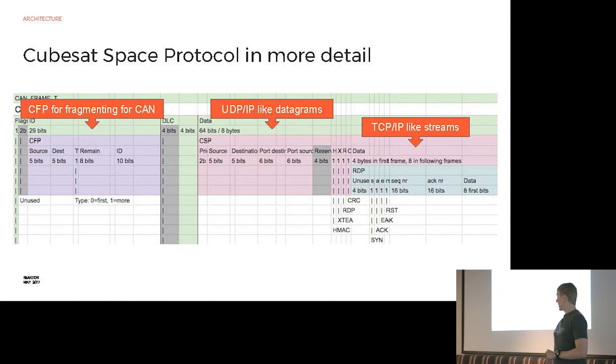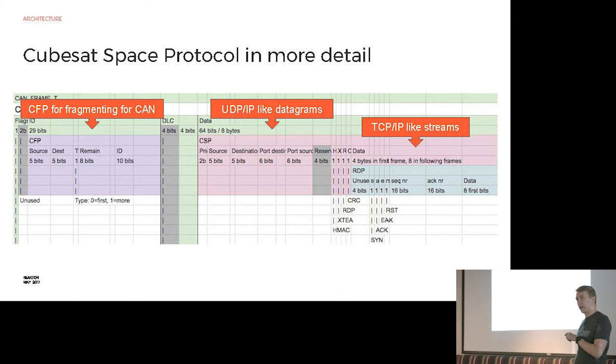Okay, so CSP, I want to show this because it's really central to a lot of the design, and I'm really happy I found it when we started this project. It serves a lot of our interests, and obviously we have used a lot of the designs that other people have used to support this. This CSP part is kind of like TCP or UDP and IP combined. So you have a destination and source address and ports. If you want to imagine UDP datagrams, this is what you can use.